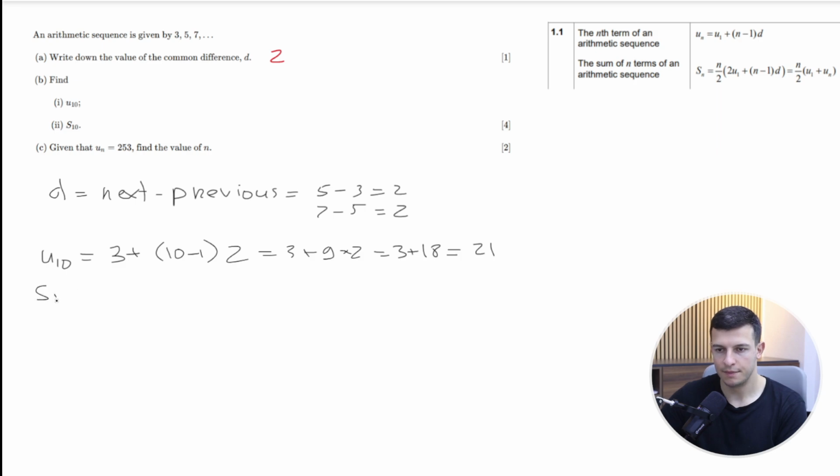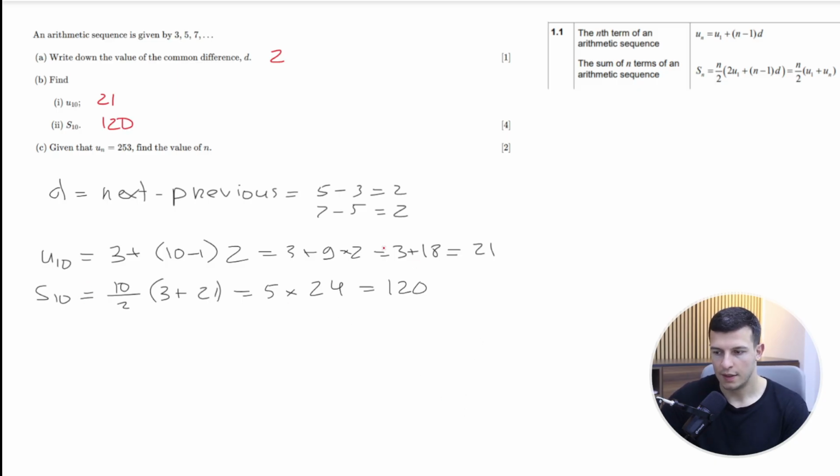And S10, again, since we already know what Un is, in this case 21, we can use the second formula for Sn. That's going to be 10 divided by 2 multiplied by U1, which is 3, plus Un, which is 21. And that's going to become 5 multiply 24. And if I'm not mistaken, that should be 120. So U10 is 21, S10 is 120.